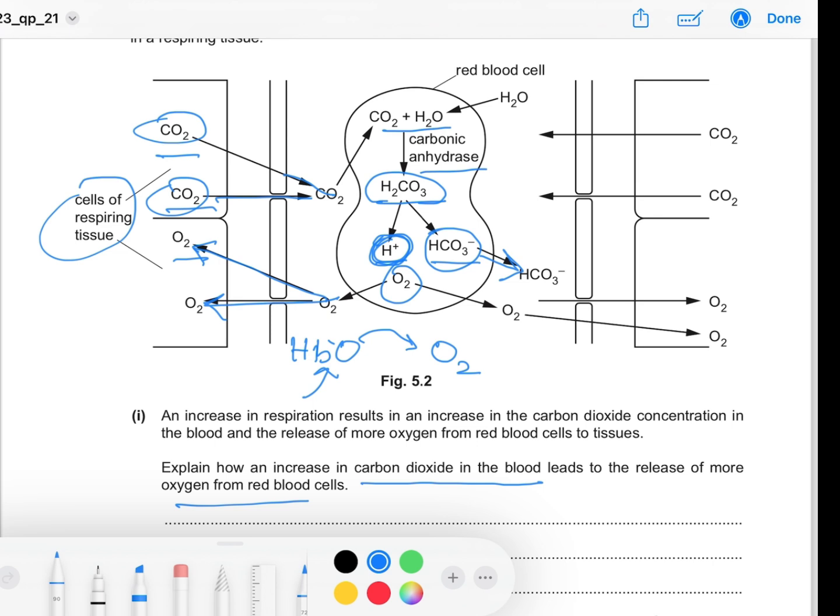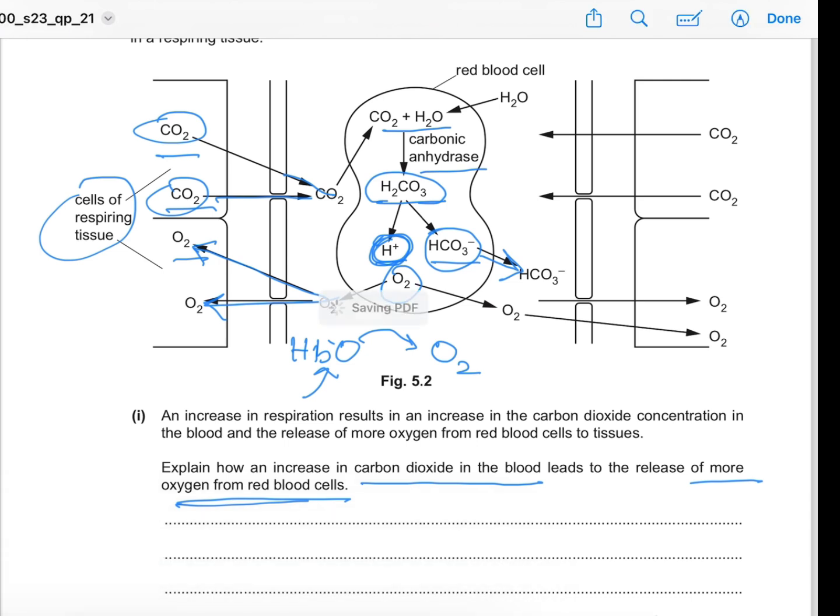Now in this question, it's important that you state that due to more carbon dioxide, there will be more carbonic acid and more protons as a result, which will lead to release of more oxygen from the red blood cells, as that's what they're asking in the question.